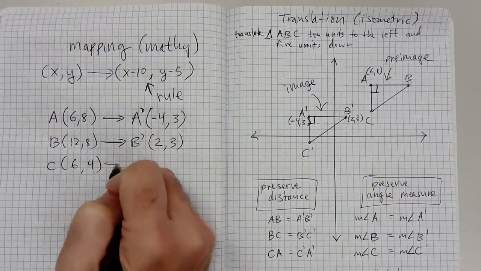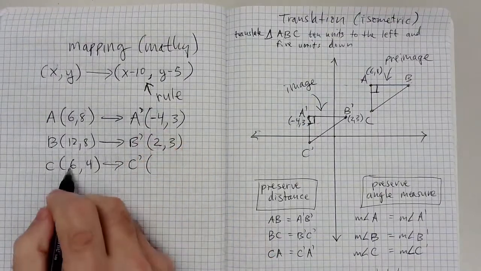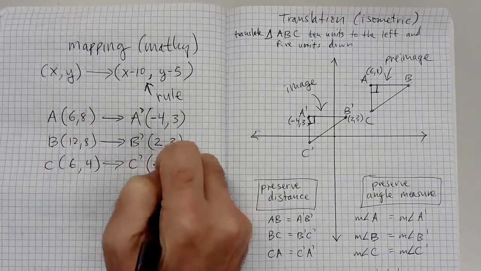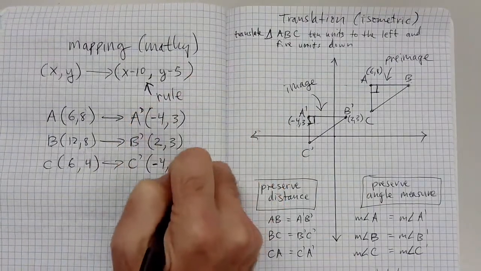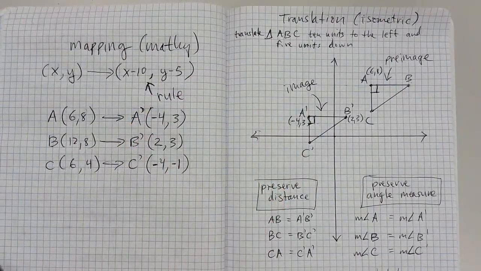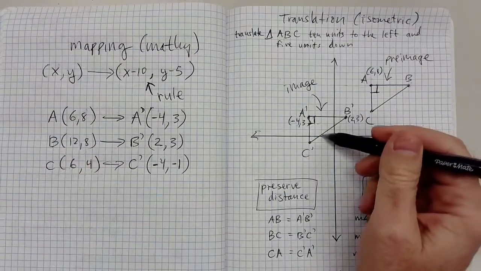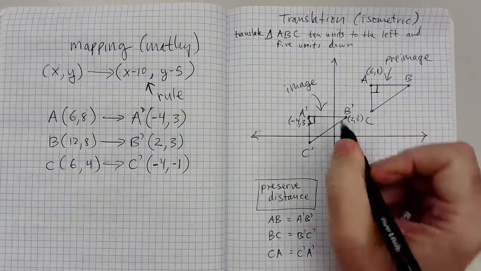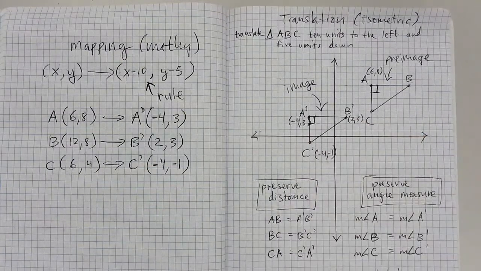Finally, let's do the same thing for C. C prime, plug in 6. 6 minus 10 is negative 4. Plug in 4. 4 minus 5 is negative 1. So C prime should be located at negative 4, negative 1. And we can see that 1, 2, 3, 4 to the left and 1 down. That is correct. All right.